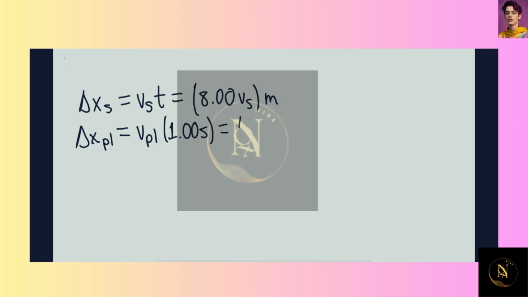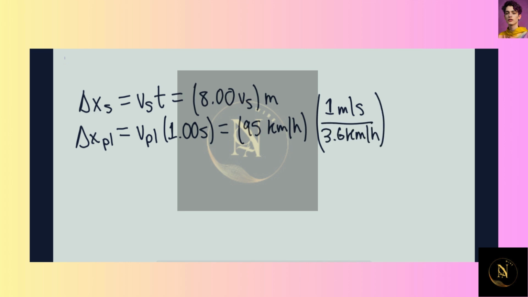So this would be 95 kilometers per hour multiplied by 1 meter per second divided by 3.6 kilometers per hour, and again multiplied by 1 second. And this would equal 26.39 meters.